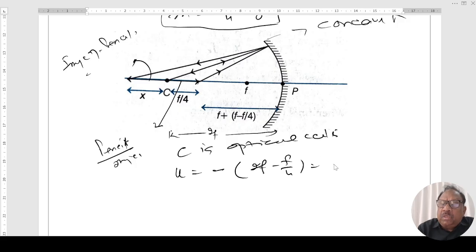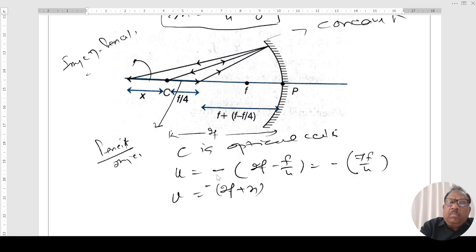On simplification, this comes out to be 7f by 4. That is u. And v will be equal to 2f plus x, with a negative sign, since both are on the same side. According to sign convention, we have to put the negative sign.